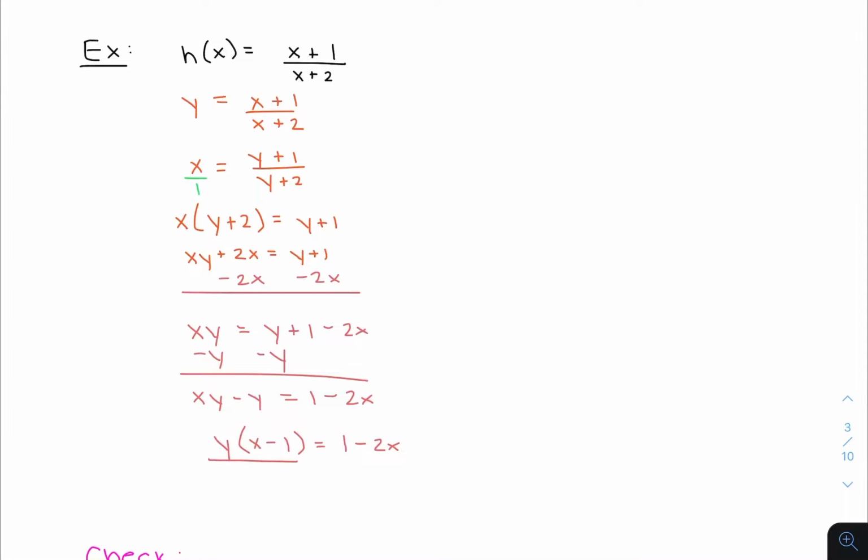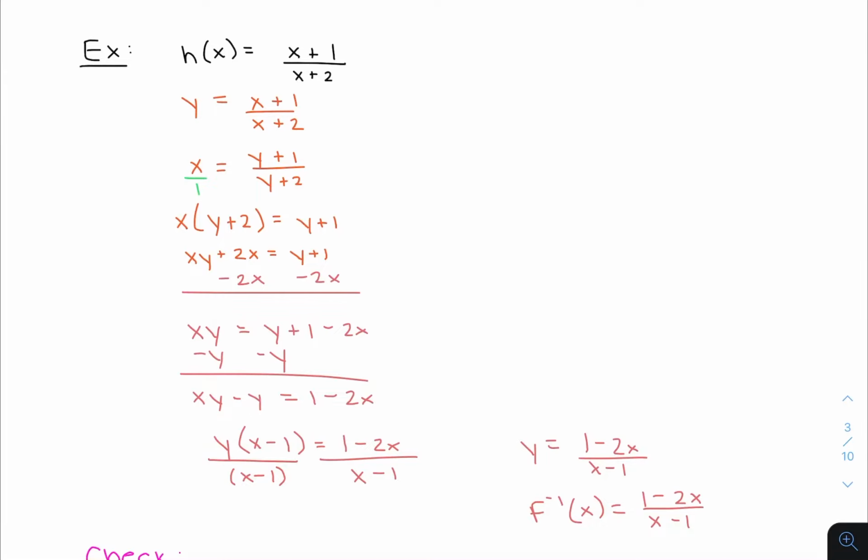All we have to do now is divide both sides by x minus 1 to get rid of the x minus 1 and leave y completely by itself. So the y that we get is y is equal to 1 minus 2x all over x minus 1. And the final step would be just to rewrite y in inverse notation. So this would be the inverse function we found. But we still have to check, just in case.